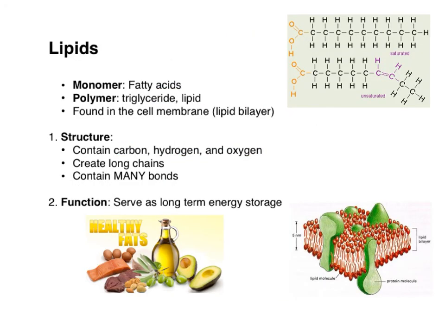Okay, so moving on to lipids. Again, we have a very specific monomer and polymer for our lipids. Our monomer is called fatty acids, and that kind of is easy to remember in that we know our lipids are our fats. So if you can remember that lipids are the fats, oils, and waxes, then you can remember that the fatty acid is its monomer. For polymers, a lot of sciencey people will use the term triglyceride.